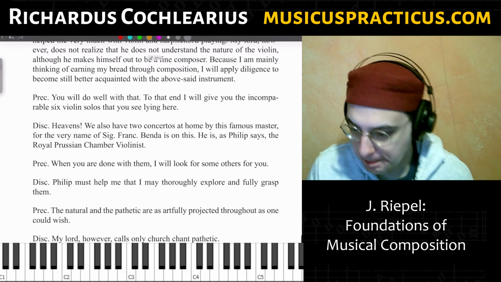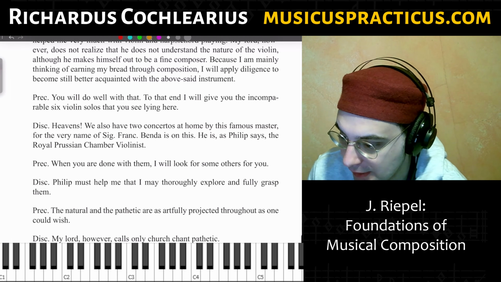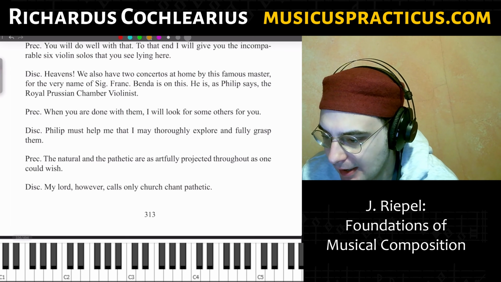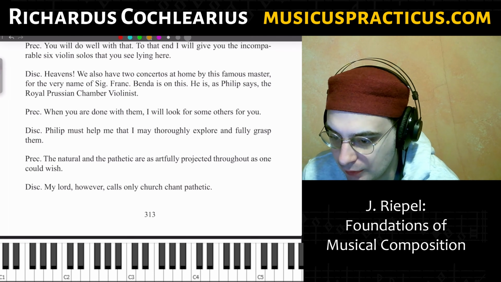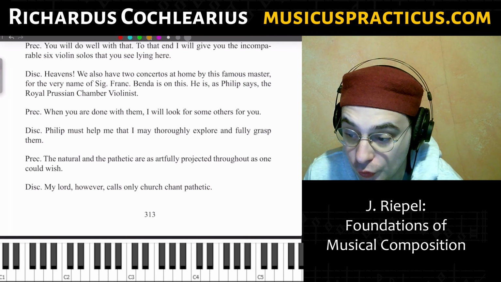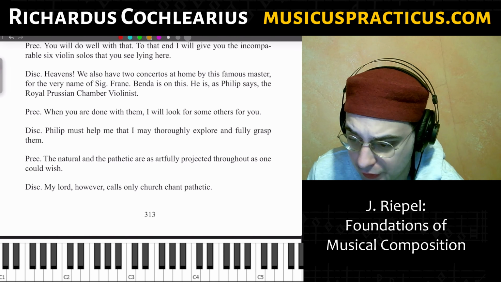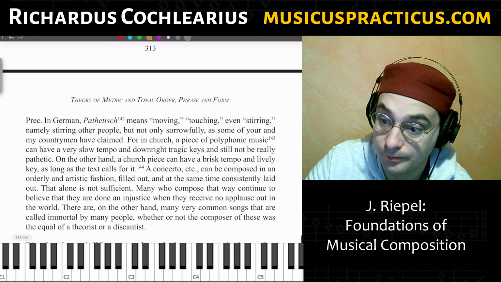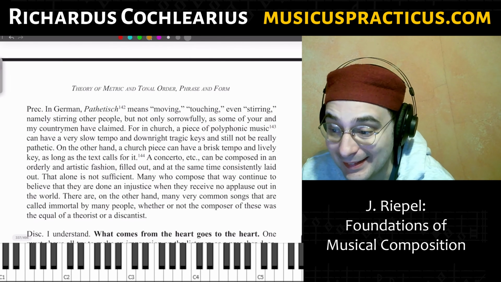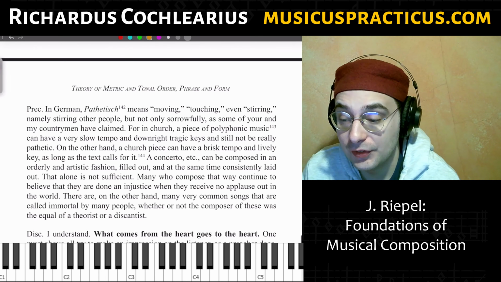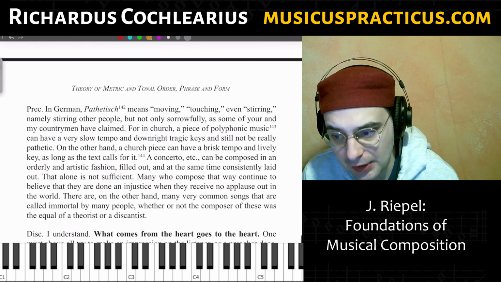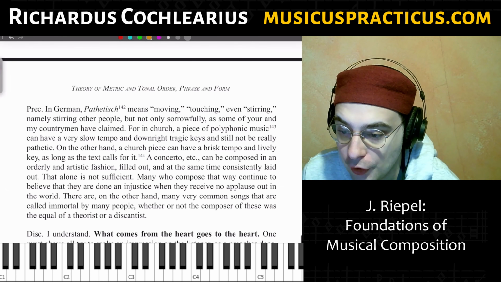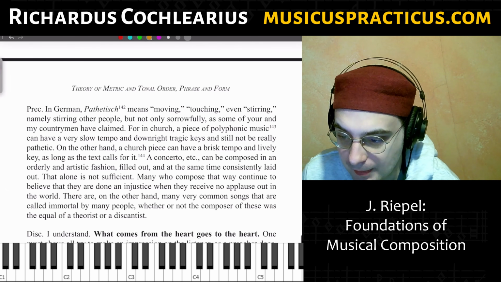Philip must tell me that I may thoroughly explore and fully grasp them. The natural and the pathetic are as artfully projected throughout as one could wish. My lord, however, calls only church chant pathetic. In German, pathetisch means moving, touching, even stirring, namely stirring other people, but not only sorrowfully, as some of your and my countrymen have claimed.